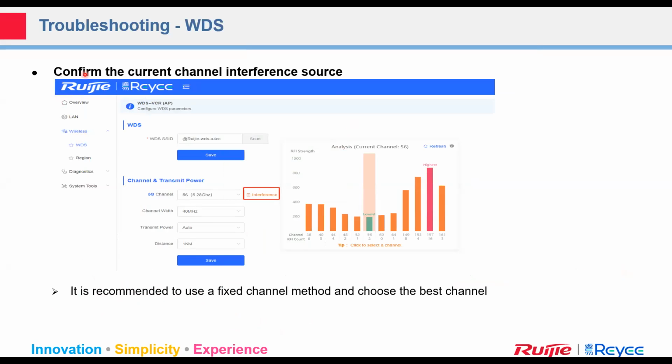To confirm the current channel interference source, you can see this interference. As you can see here, you can check which channel has the lowest interference. It is recommended to use a fixed channel method and choose the best channel.